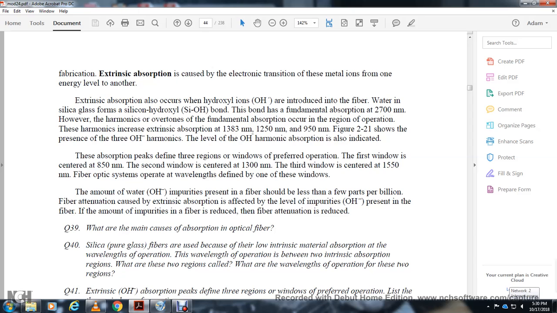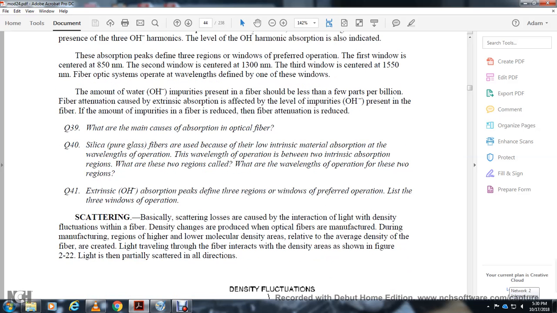Fiber attenuation caused by extrinsic absorption is affected by the level of impurities present in the fiber. As the impurity of the fiber is reduced, the fiber attenuation is reduced. The loss in one of the windows is reduced.